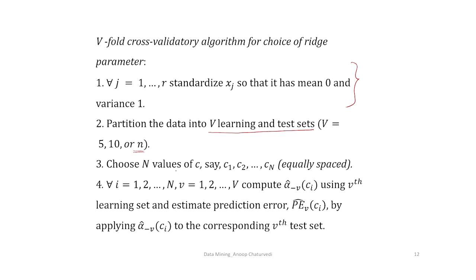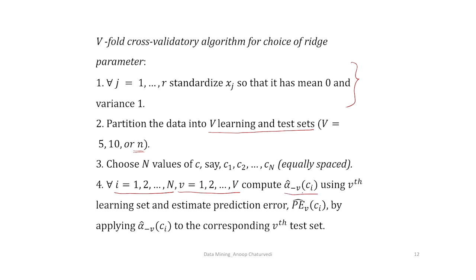Then choose N values of c, say c_1, c_2, and so on up to c_N. Usually, we take all these values equally spaced. And then for all i equal to 1 to N and v equal to 1 to V, compute alpha hat minus v, c_i using the v-th learning set.